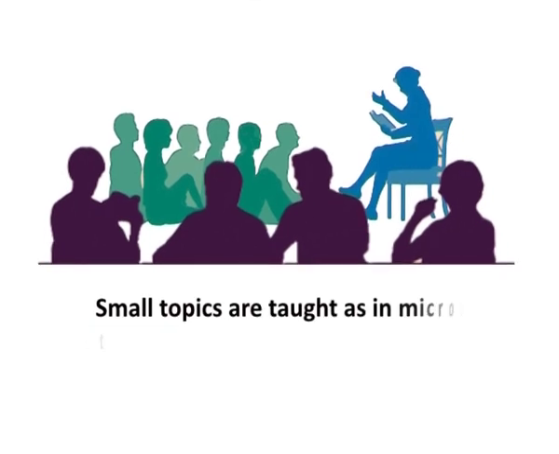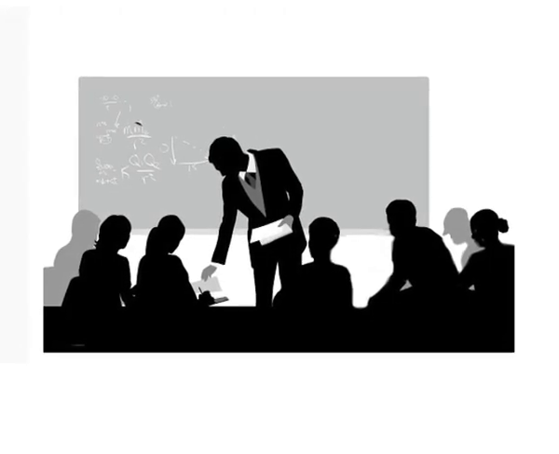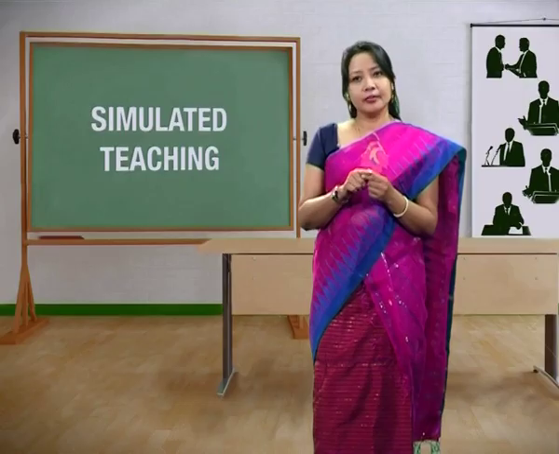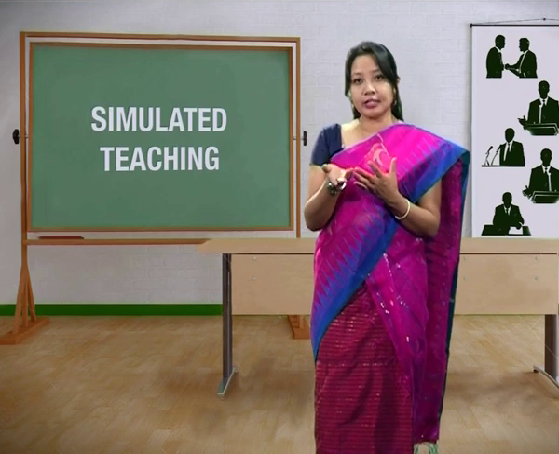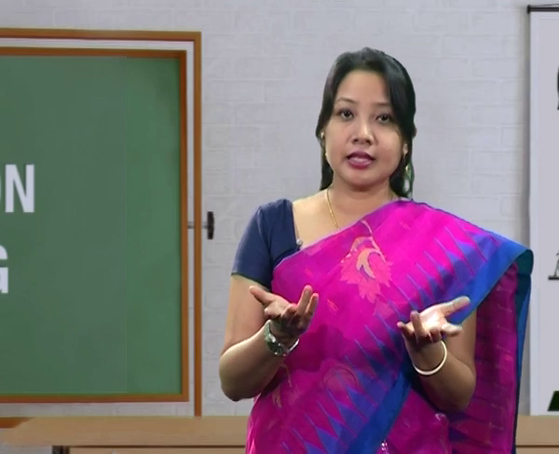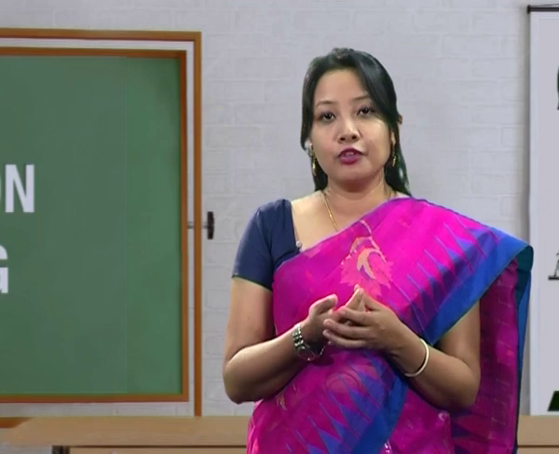Small topics are taught as in micro-teaching, whose teaching duration ranges from 5 to 10 minutes. A discussion on the teaching method and teaching tactics takes place after the teaching span. After this discussion, another pupil comes to the blackboard for teaching and the cycle is repeated again. The feedback that the student teacher receives from his teaching helps him to modify his behavior. Thus, desirable behavior can be achieved through role-playing in artificial classroom situations.